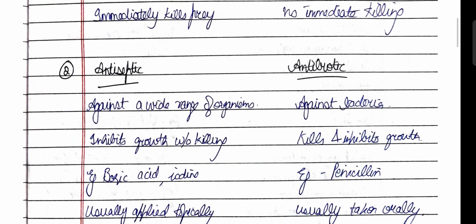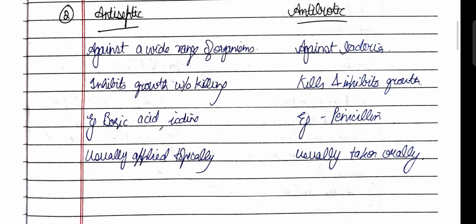Next question is difference between antiseptic and antibiotic. Antiseptics are effective against a wide range of organisms, whereas antibiotics are effective only against bacteria. Antiseptics inhibit the growth but do not kill the organism, whereas antibiotics kill and thereby inhibit the growth of the bacteria. Some examples of antiseptics are boric acid and iodine, and an example of antibiotic is penicillin or streptomycin.